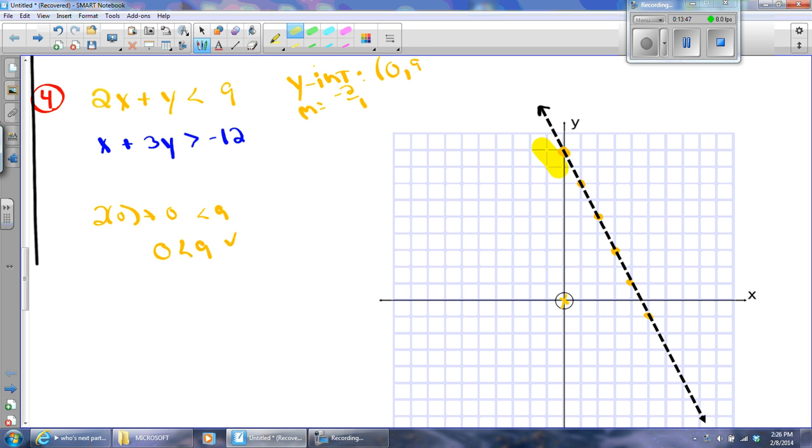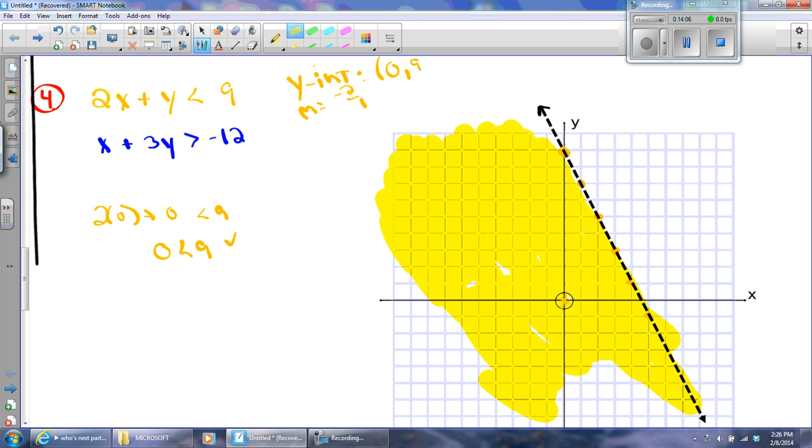So I'm going to shade here. And then everything to the right. Excuse me, to the other right, to the left. Okay, oops, went over a little bit. I'll see if I can erase that. Okay, so that's the graph of that. And there we go, that's pretty good.